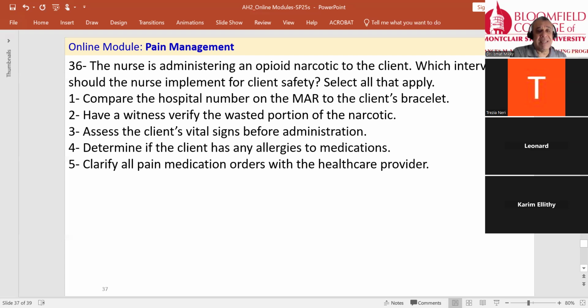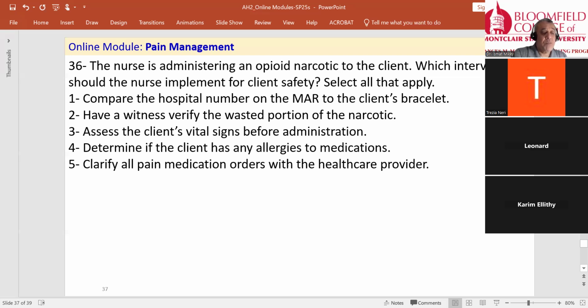And number 3, assess the client's vital signs before administering the drug. Yes, that intervention would prevent giving a narcotic to an unstable, compromised client. And number 4, determine if the client has an allergy. We talked about this area. Determining the allergies would address patients' safety as well. We can prevent allergic reactions when we assess for allergies.